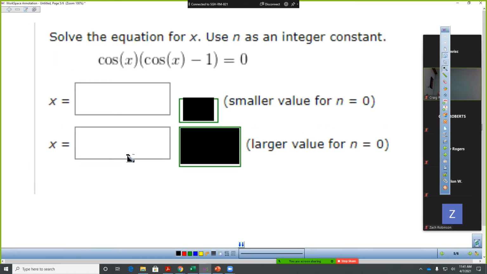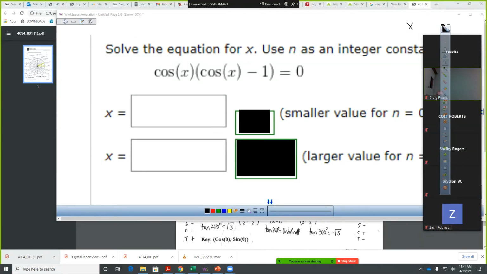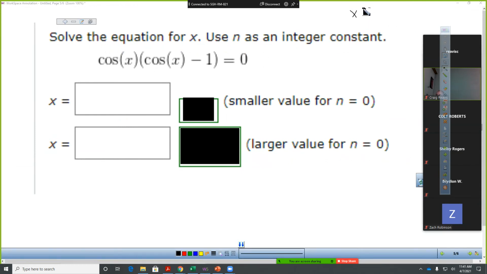All right. Now look at this one. All right, so you've got cosine of x times cosine of x minus 1. Now we have to go back to solving polynomials with the zero product property. If you had x times x minus 1 equals 0, how would you solve that? Well, it's factored. What you do is you set each factor equal to 0, and then when I solve that, I get two answers. I get x equals 0 and x equals 1.